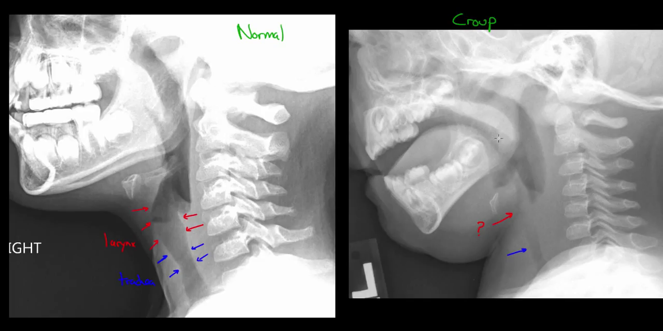Another thing to notice is that the pharynx, which is this area here, is relatively inflated. That suggests that this child is really trying to breathe in, inflating their pharynx, but none of that air is making it down into the airways beyond. These radiographs are consistent with croup and can be very helpful when the diagnosis is in question.